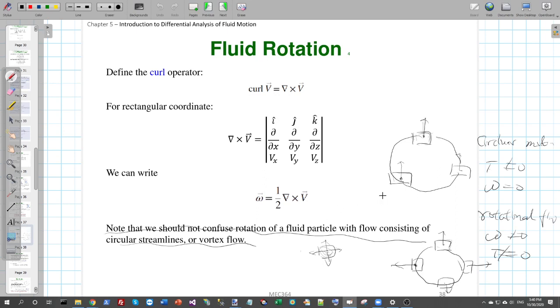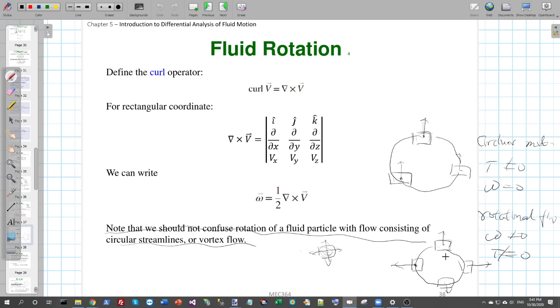Okay, we draw this kind of picture as an example. If we have a particle and its streamline is circular, but the particle itself may not have any rotation locally. During this motion, we call it circular motion. The direction of this particle is not changed. There is no rotation for this particle locally, although this particle is moving circularly. So in these cases, omega is going to 0.